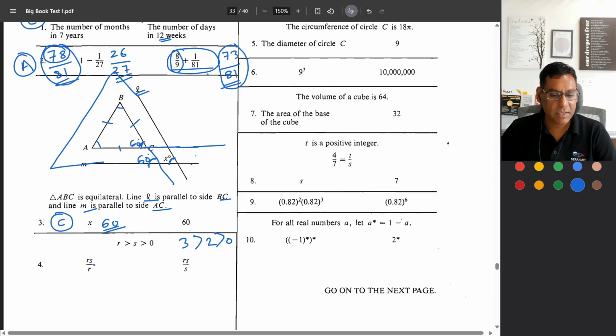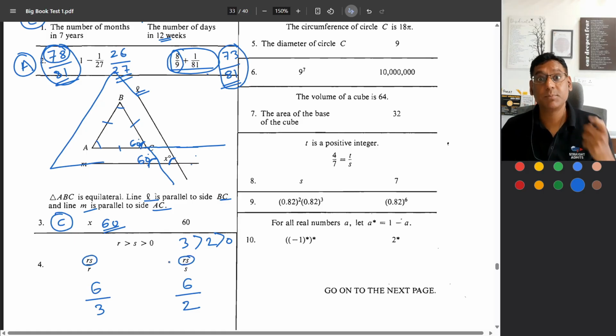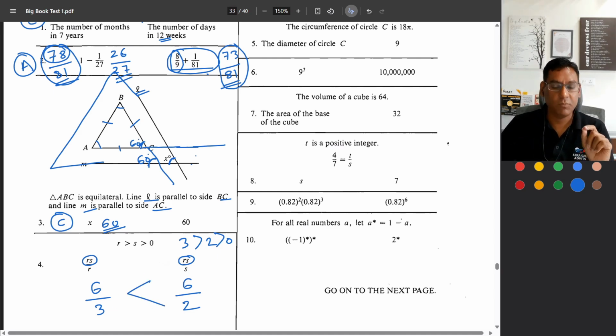What do I get here is R S. R S is 6 divided by R. R is 3. And here what do I have? I have 6 divided by 2. Okay. Same number is getting divided by two different numbers. Obviously, where the denominator is bigger, that number is going to be smaller, right? So this is always like this. So the answer here is going to be B.